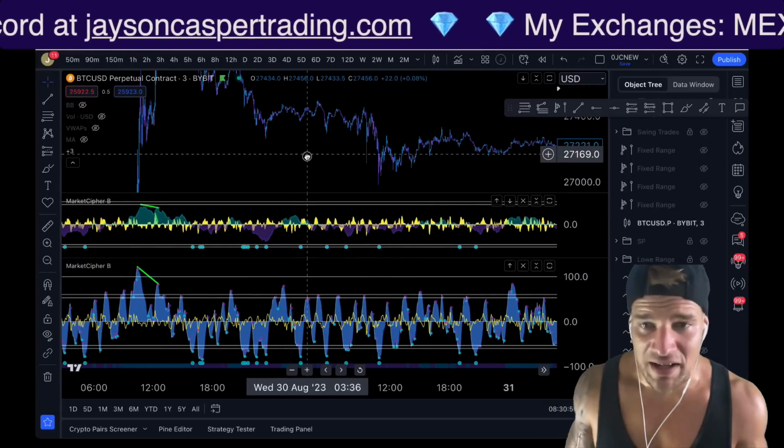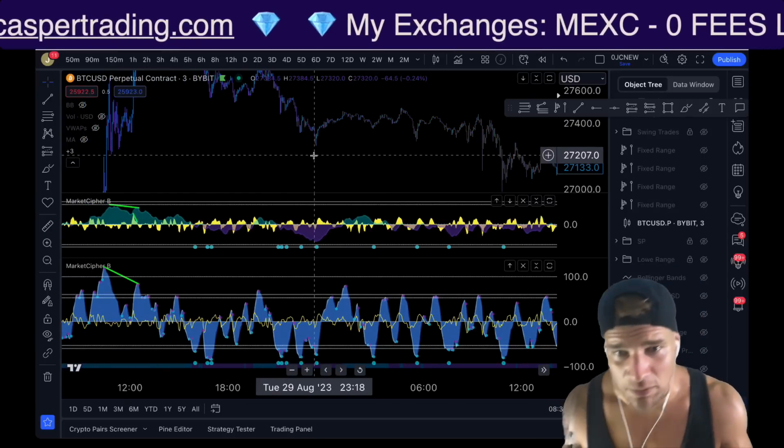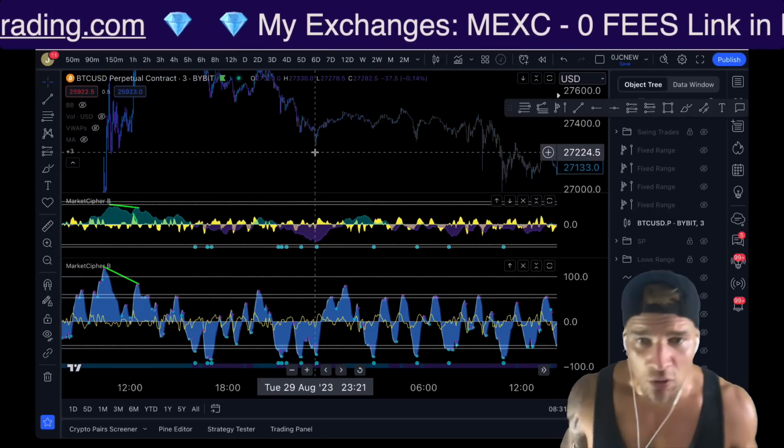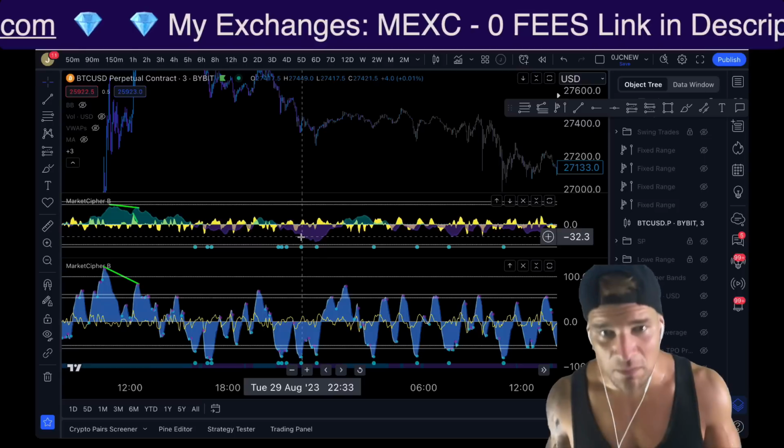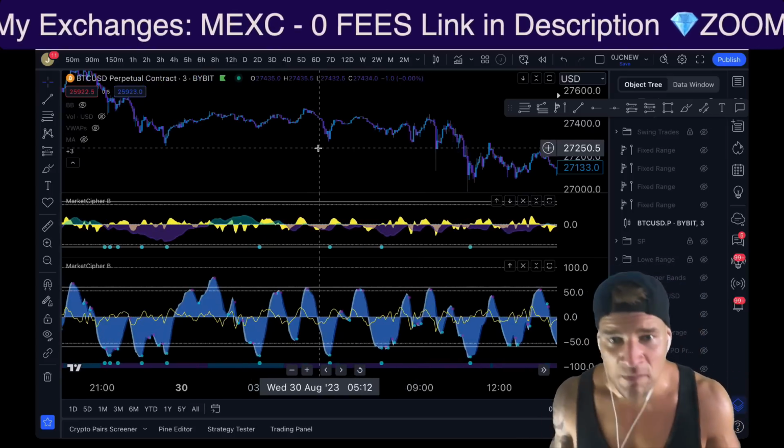Now, that brings us to this little rangy area right here. And let's take a look and see, are there any other trades that we would have taken here? Would we have taken a scalp long trade right here? No, we would not have. Why? Because the money flow was getting lower.